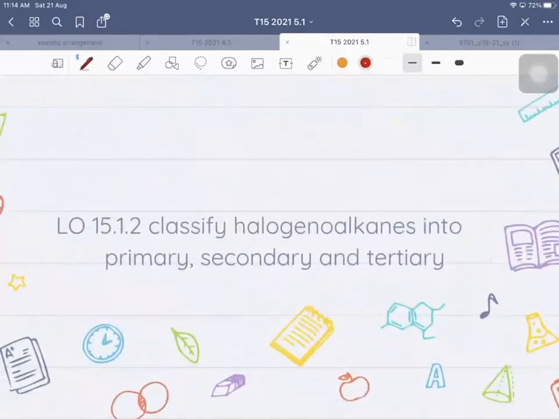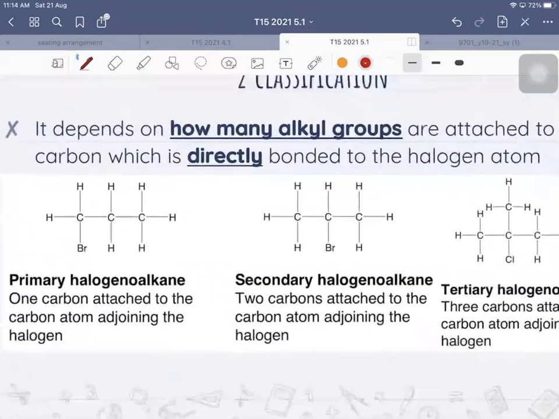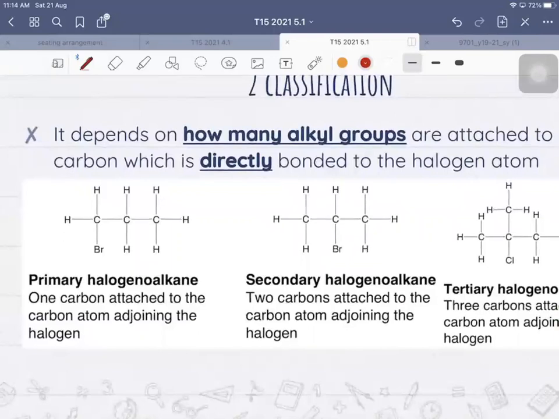Your first learning objective is to classify the halogenoalkanes into primary, secondary, and tertiary, the same way you have classified your carbocations. If you remember your carbocations from the previous topic, it is an intermediate in an electrophilic addition of alkenes. Where you have primary, secondary, and tertiary, we use the same idea. Okay, so it depends on the number of alkyl groups. Alkyl groups are like your alkanes, but with 1 hydrogen less.